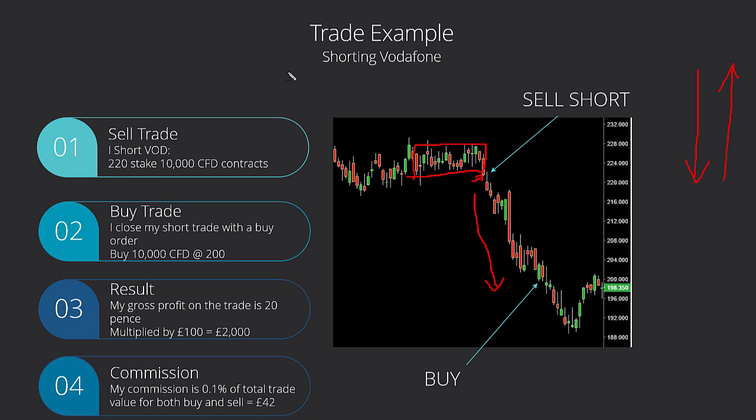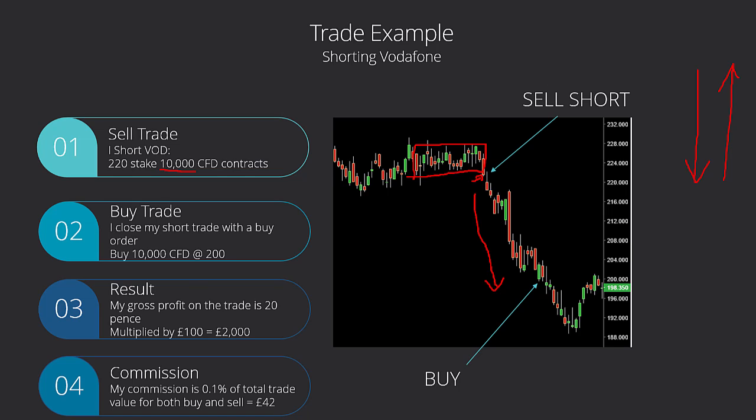Now, this becomes a personal preference of how you decide to calculate this. You can either calculate it in incremental points moved. So looking at every penny you move, you know that with 10,000 CFDs, that is going to be £100 per point move profit or loss. Or you can use the notional value and say, 10,000 CFDs multiplied by £2.20 is £22,000, and then work out what your price is when you close the short, and then work out the difference.